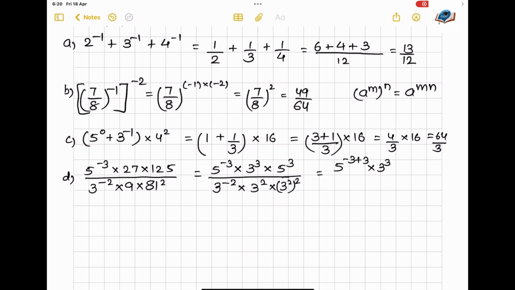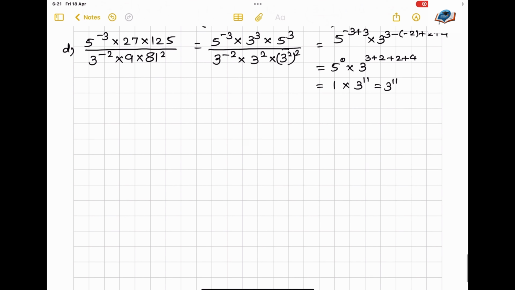Now I am taking the denominator into the numerator. So minus of minus 2 plus 2 and plus 4. So this will be 5 raised to 0 into 3 raised to 3 plus 2, 5, 5 plus 2, 7 plus 4. So 5 raised to 0 is 1 and 3 raised to 3 plus 2, 5, 5 plus 2, 7 plus 4, 11. So answer will be 3 raised to 11.